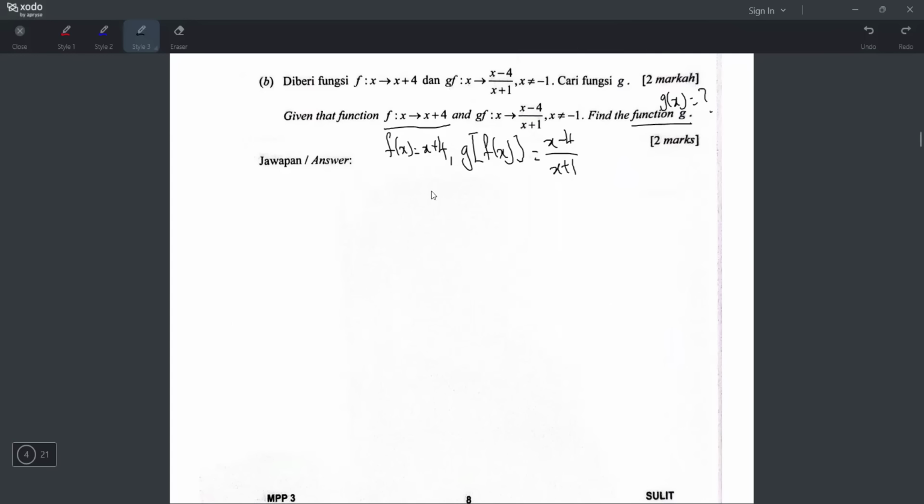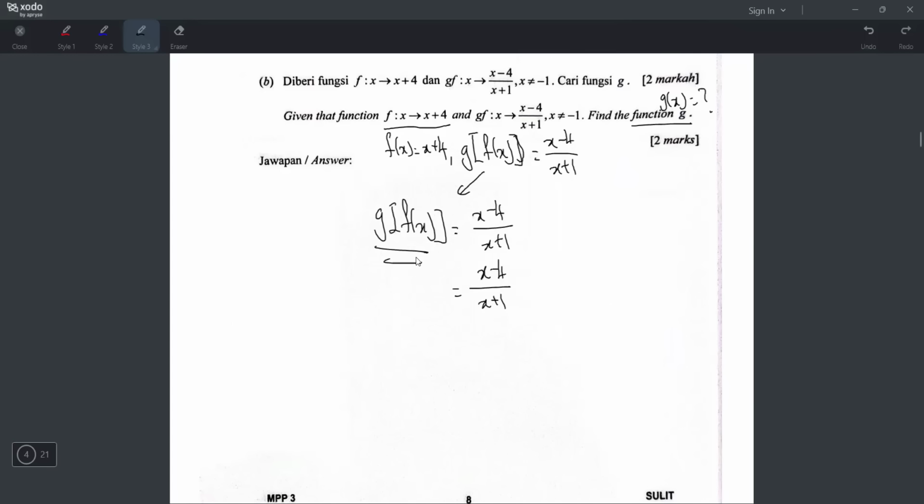Okay, so first thing first, let's always start with the composite function. So, let's write down the composite function. gfx equals x minus 4 over x plus 1. Okay, always start with composite. This is the single function. After you do this, the x minus 4 over x plus 1, you will not do anything with that. Nothing you can do.